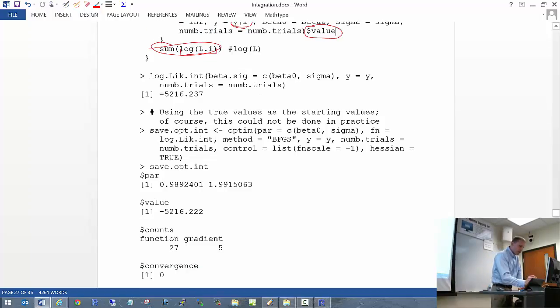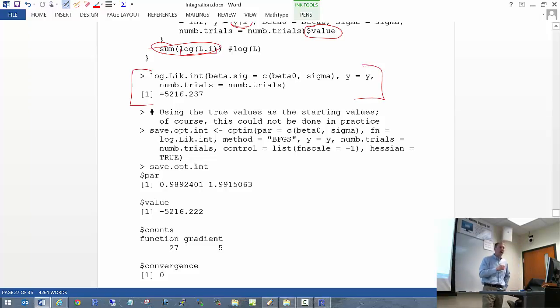Okay, so now let's actually evaluate the log likelihood function at the true values, just to make sure that this works. And I get a value of negative 5,216.237. We'll come back to that shortly.